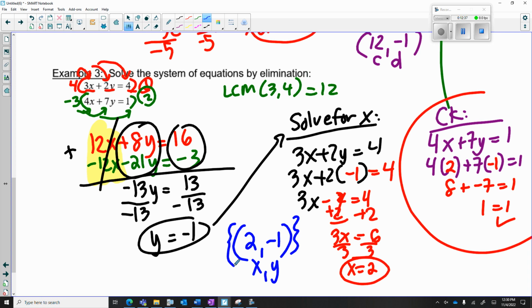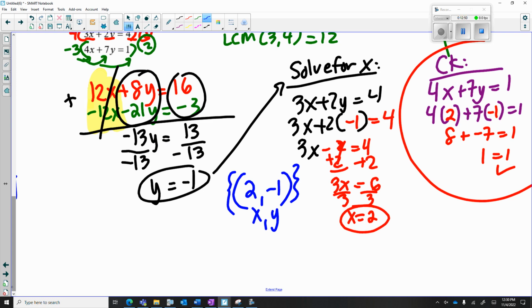Okay, so graphically, what does this mean? We didn't really talk about this, but because these are two lines, this would mean that the two lines intersected, and they intersected specifically at this point, which is called the point of intersection. We did talk about the point of intersection graphically on Friday.